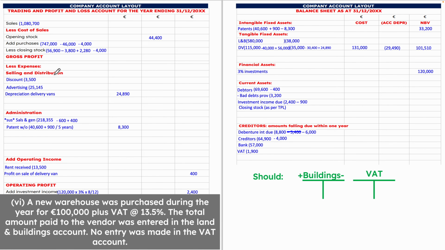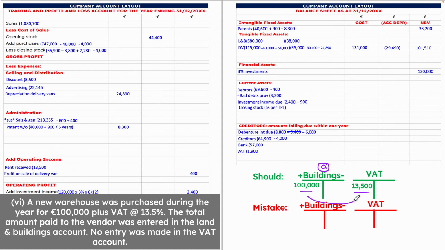So the way it works is VAT is entered on the same side as the item it's attached to. So in this case, they were buying a building, 100,000, and then VAT 13.5%. So they were buying a building, which is an asset. So an asset building there, okay, asset increases on the debit, and so the VAT increases on the debit. We're putting 13.5 into the debit.